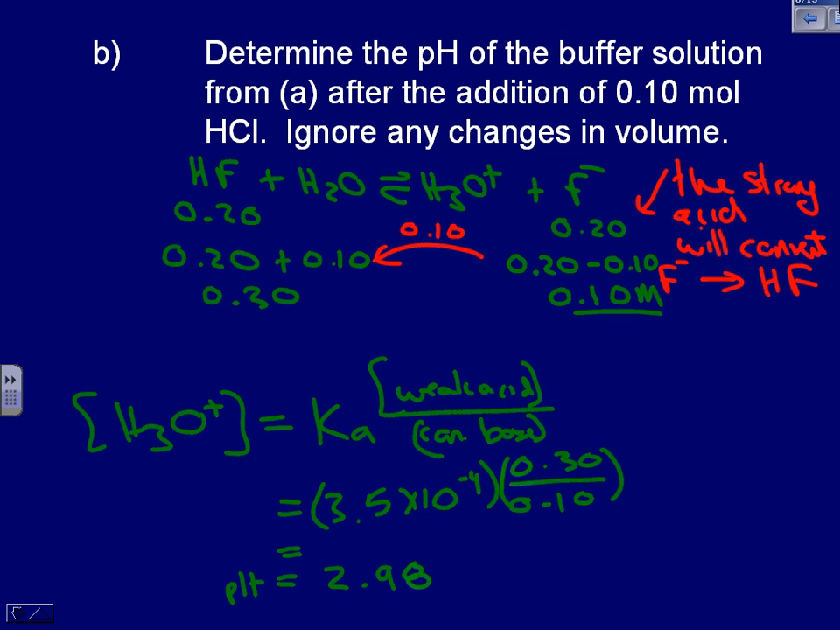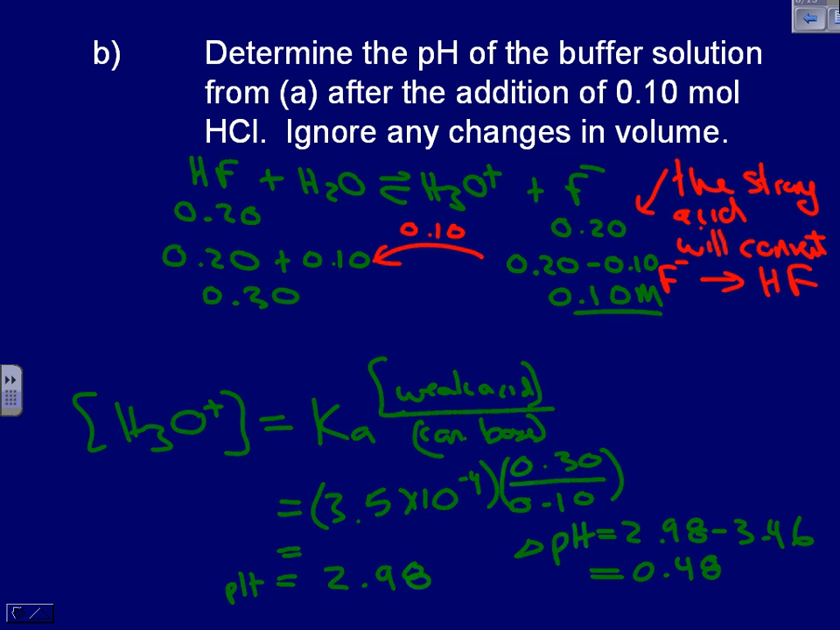Just to illustrate, delta pH. What was the pH before we added that strong acid? What was it in the last calculation? 3.46. So final, delta is final minus initial, 2.98 minus 3.46. How much did the pH change when we added that 0.1 molar HCl? Just a subtraction there. Somebody got that subtraction? Yep. Drop by 0.48 pH units.